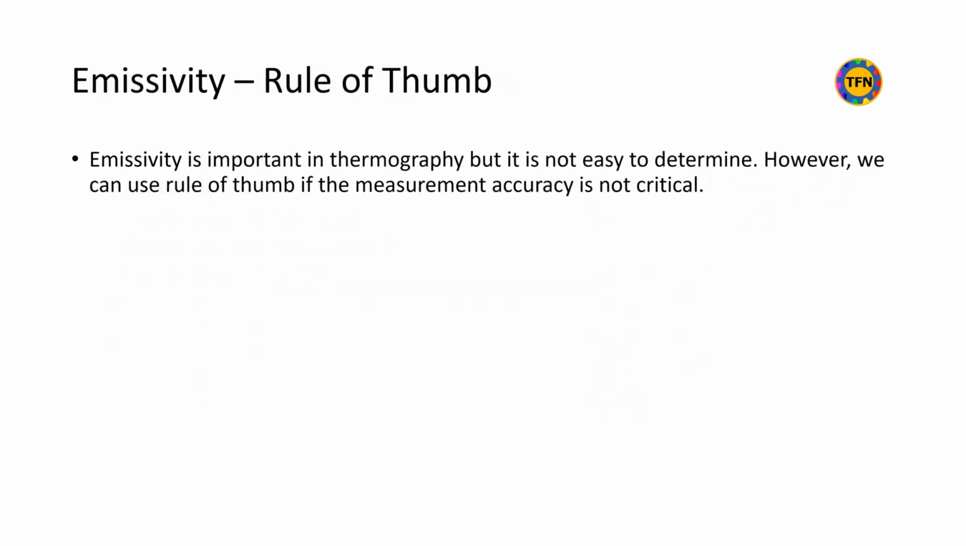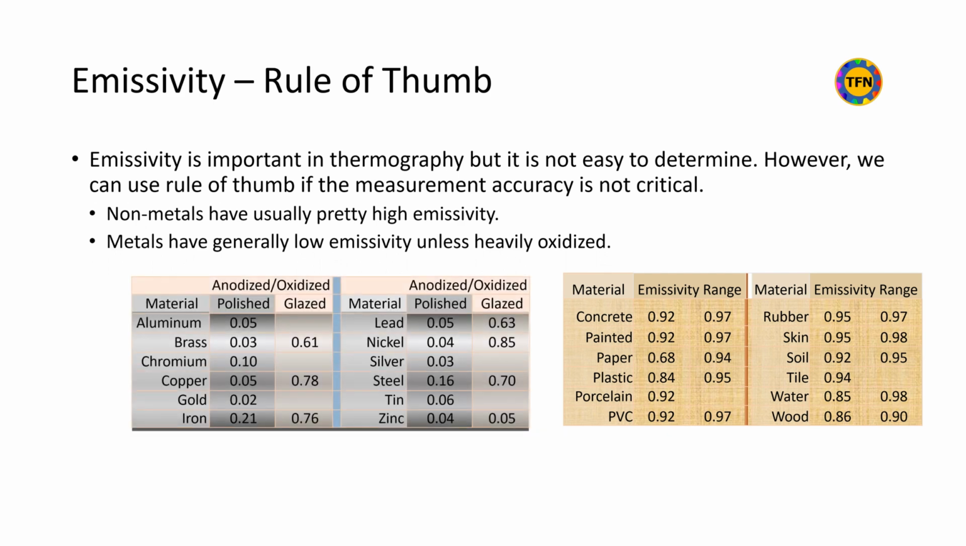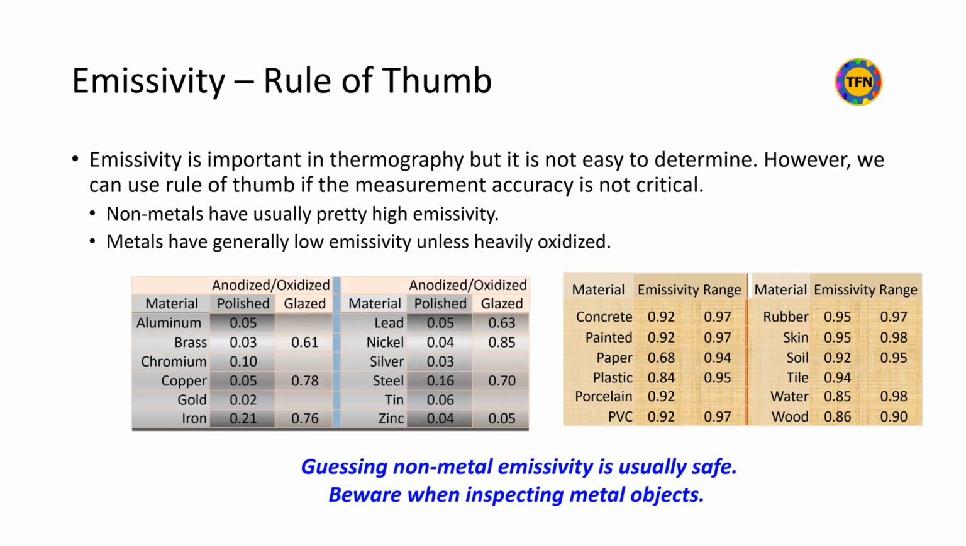Emissivity is tricky to determine, but we can use rule of thumb if the measurement accuracy is not critical. Non-metals have usually pretty high emissivity and metals have generally low emissivity unless heavily oxidized. Guessing non-metal emissivity is usually safe because small deviation from actual value will not lead to big error in the temperature measured. Small difference in emissivity may lead to big error in the temperature measurement for low emissivity objects such as non-oxidized metals and shiny objects.